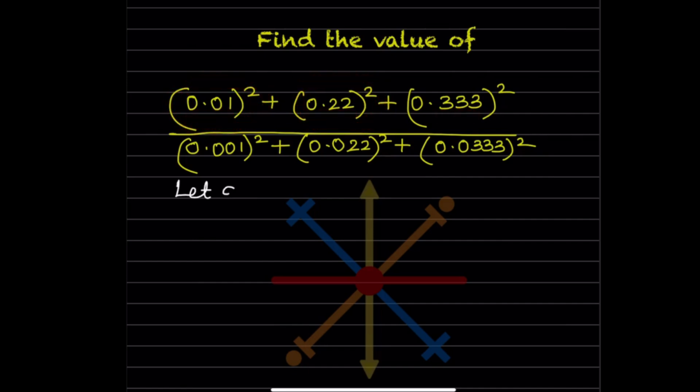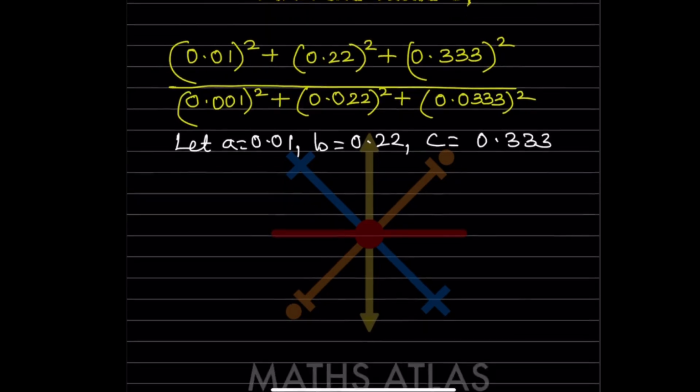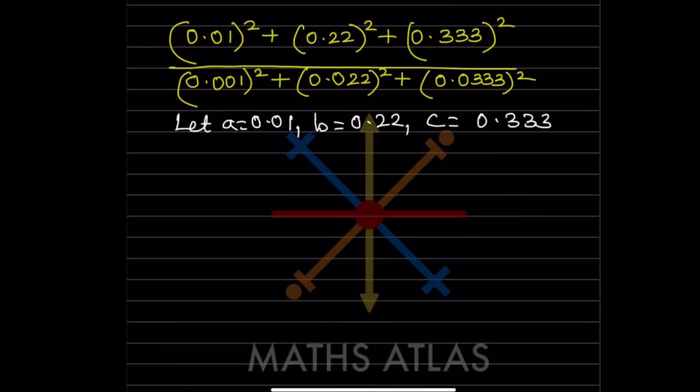Let a be 0.01, b be 0.22, and c be 0.333. So now what will be the numerator? The numerator is going to be a square plus b square plus c square, divided by this.